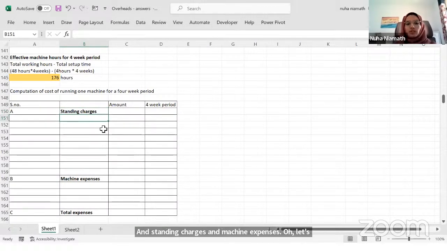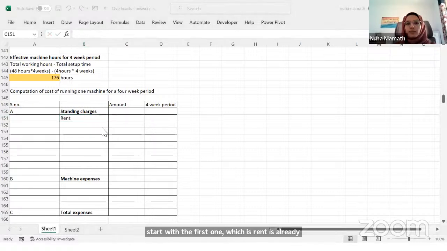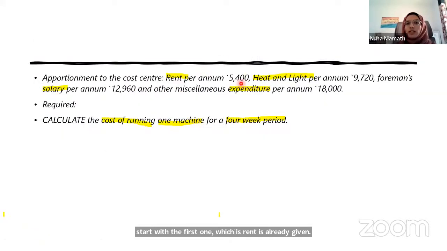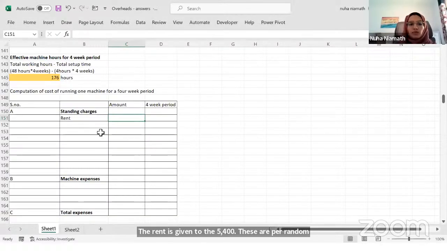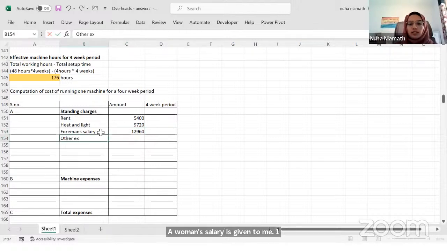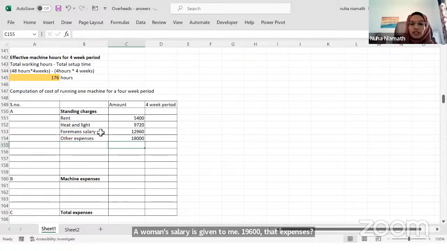Let's start with the first one, which is rent, already given. Rent is given to be 5,400 per annum. These are per annum costs, and then we will divide by the number of hours. So let's write it down: 5,400. Heat and light is given to be 9,720 rupees. Foreman's salary is given to be 12,960 rupees. Other expenses are given to be 18,000 rupees. So the total standing charges come to 46,008.